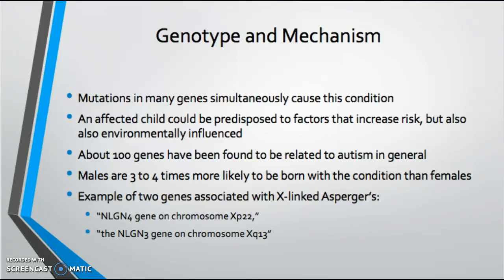An example of 2 genes associated with X-linked Asperger's, which is also why males are more likely to be born with the condition than females, is the NLGN4 gene on chromosome Xp22 and the NLGN3 gene on chromosome Xq13.